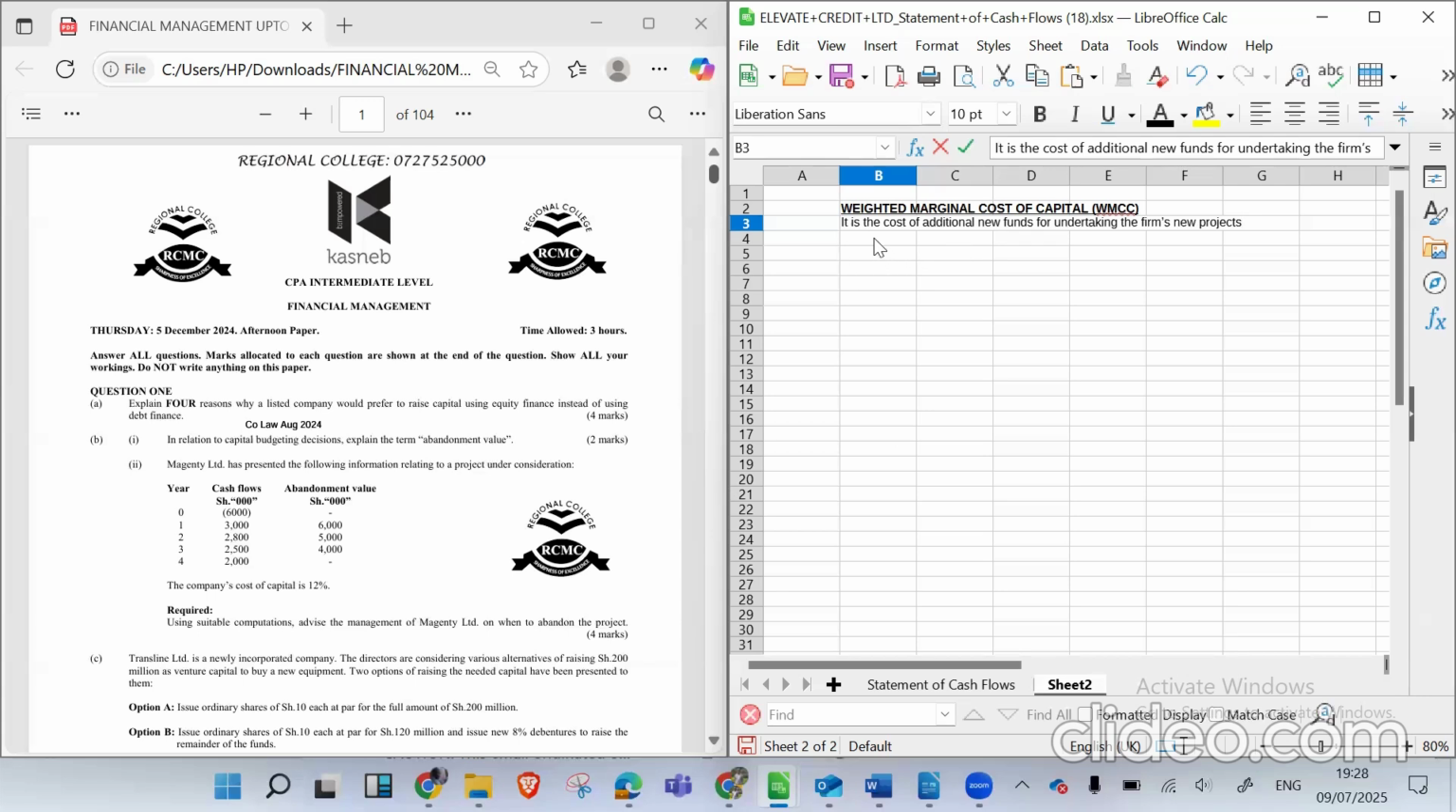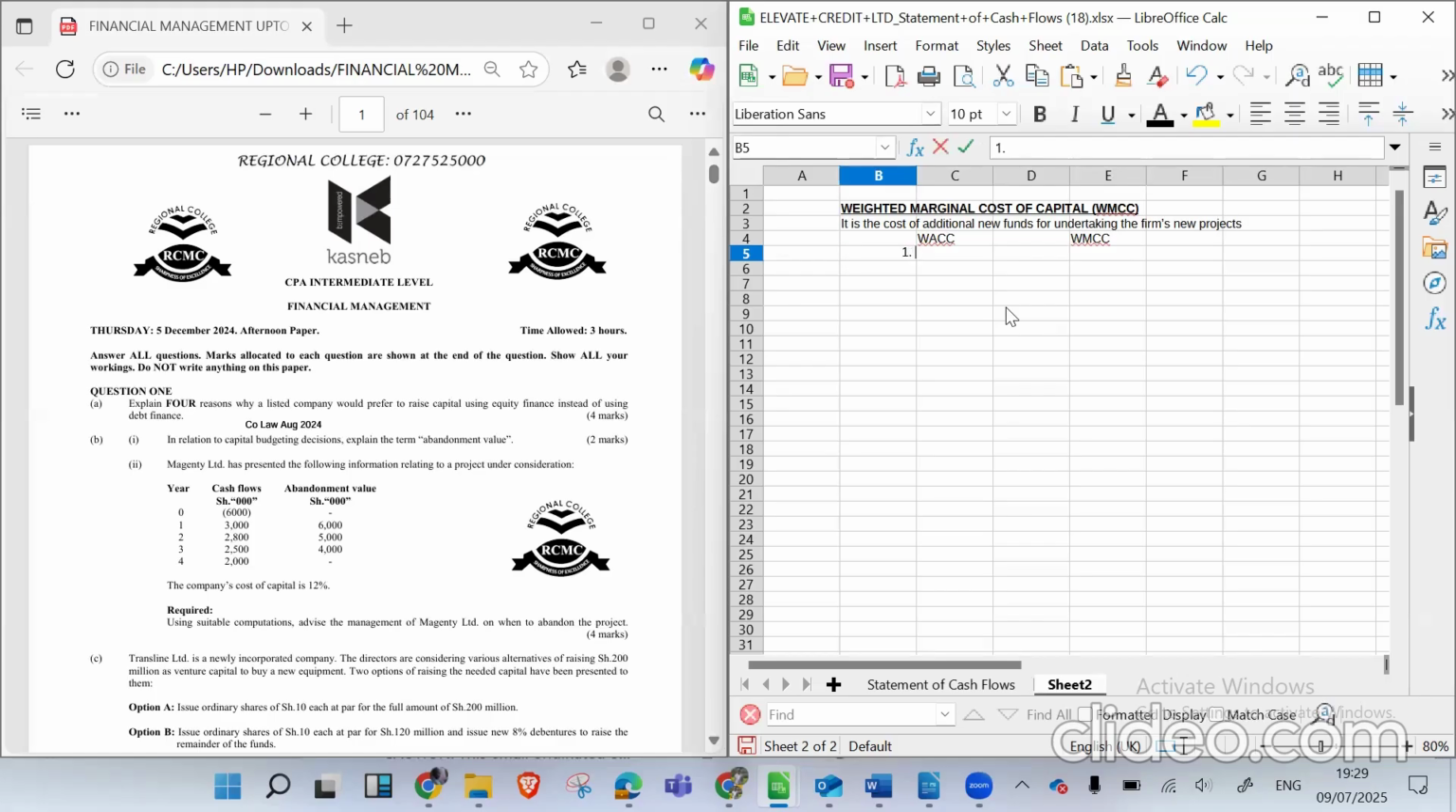So let's see the differences between WSCC and WMCC. They can be drawn as a cross: on one side we have WSCC, on the other side we have WMCC. So on the side of WSCC, let's get the differences one by one.